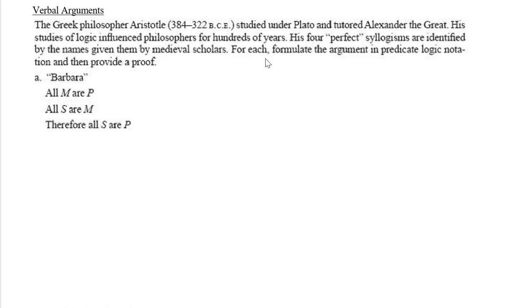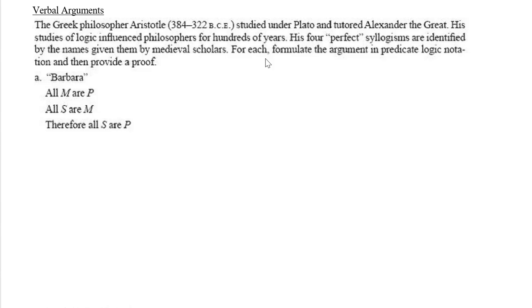So the next thing, we're going to go over some old verbal argument. The Greek philosopher Aristotle, who lived from 384 to 322 BCE, studied under Plato and tutored Alexander the Great. His studies of logic influenced philosophers for hundreds of years. His four perfect syllogisms, and here I'm going to go over only two examples, are identified by names given by the medieval scholars. For each, formulate the argument in predicate logic notation and then provide the proof. So we're going to go over two of them.